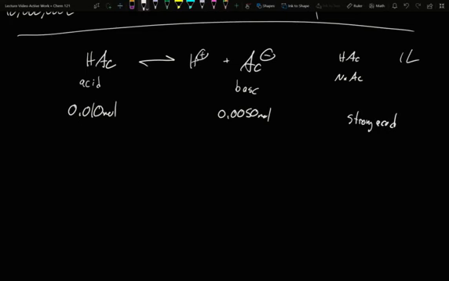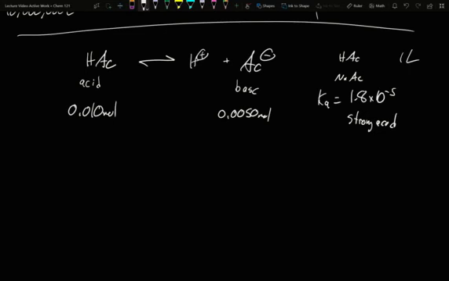Well, before we add the strong acid, I just have a buffer solution. My Ka is 1.8 times 10 to the minus 5. Go ahead and solve the pH for this one. Pause here, solve the pH for the buffer before we've done anything to it.